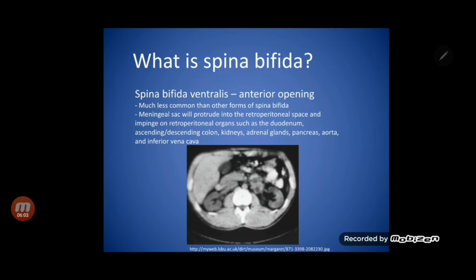The other type of spina bifida, which is called the anterior opening, is much less common than the other forms of spina bifida. Here the meningeal sac will protrude into the retroperitoneal space and impinge itself on the retroperitoneal organs such as the duodenum, any parts of the colon, the kidneys, the adrenal gland, the pancreas, aorta, or even the inferior vena cava.